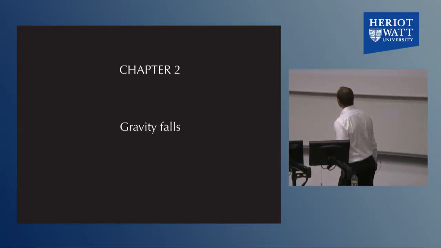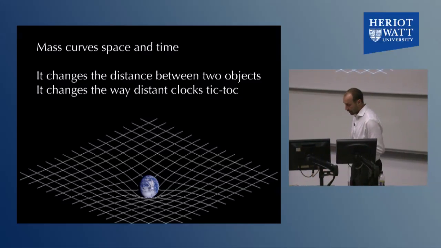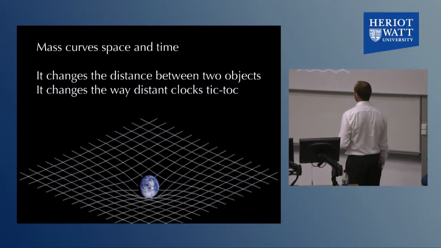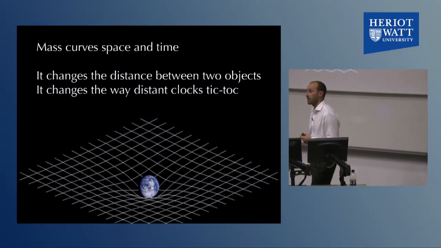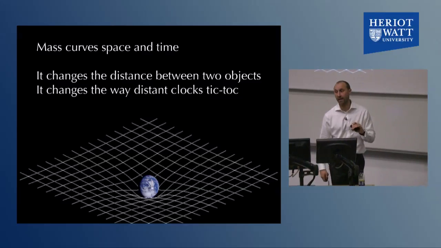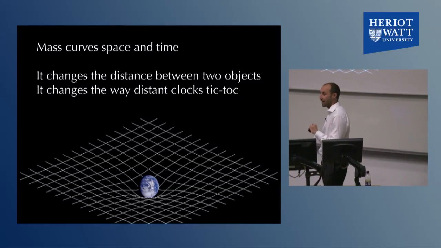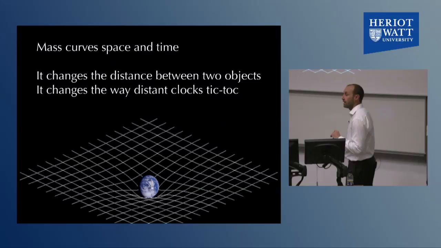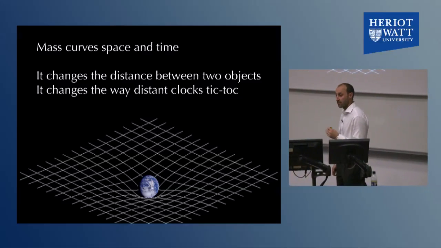So this brings me to chapter 2, gravity falls. These equations that Einstein gave us tell us that mass curves space and time. The interesting thing is that it doesn't tell us why mass curves space and time. We still don't know the answer to that question. All it tells us is how mass curves space and time. And this is both the weakness and the strength, as we'll see, of these equations.